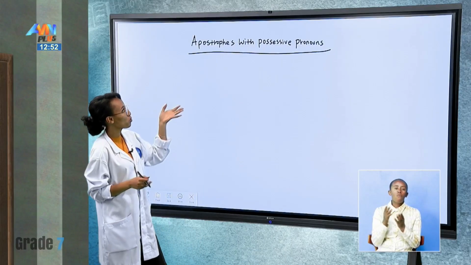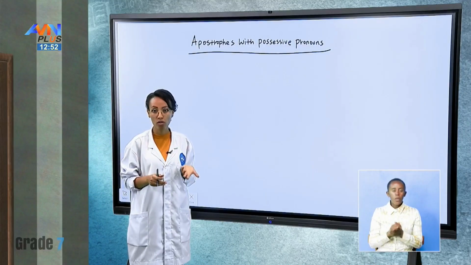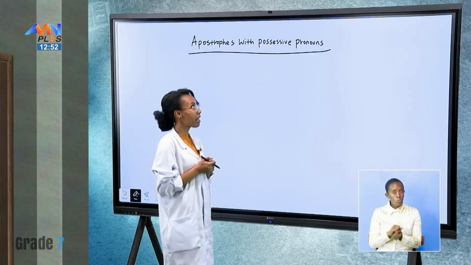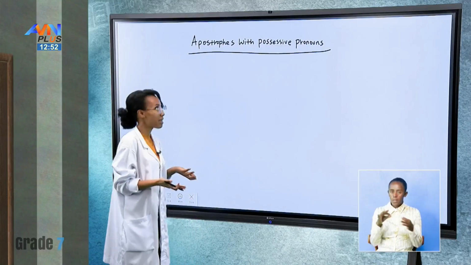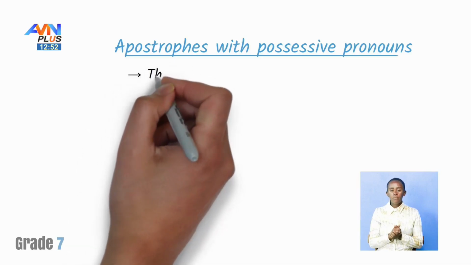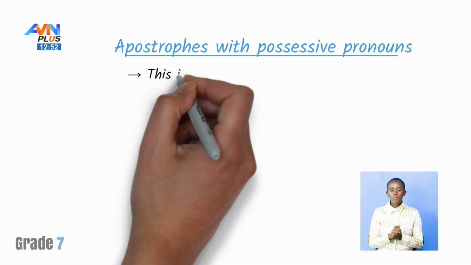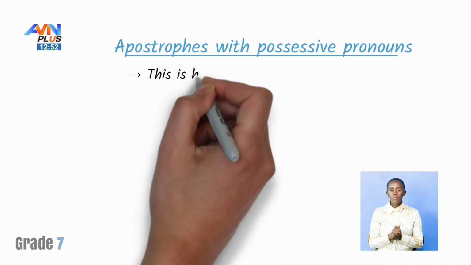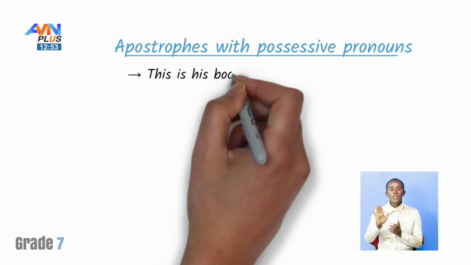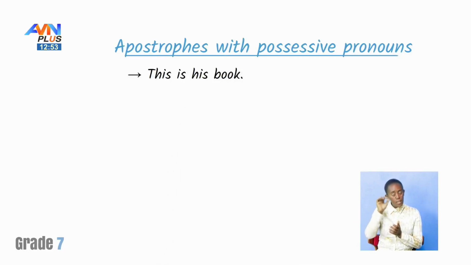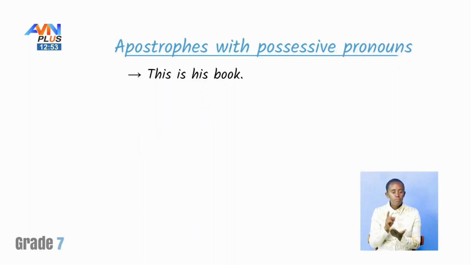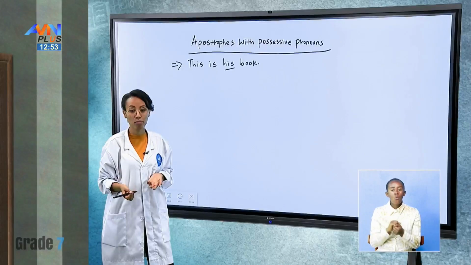But what about apostrophes with possessive pronouns? Do possessive pronouns need apostrophes in their sentences? Let's see it together. For example, this is his book. This is his book. So here we have what? A pronoun.